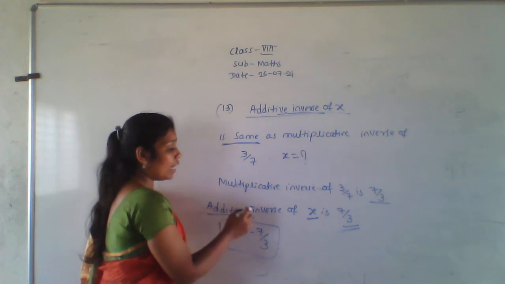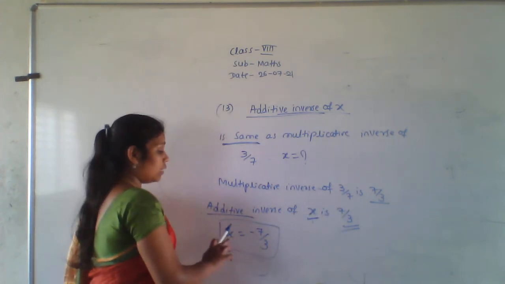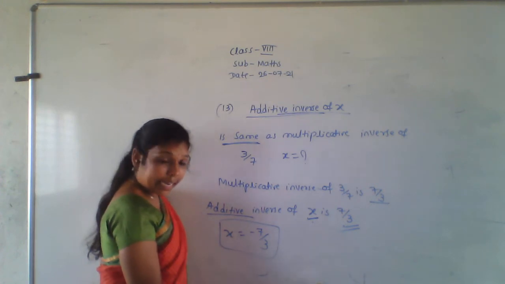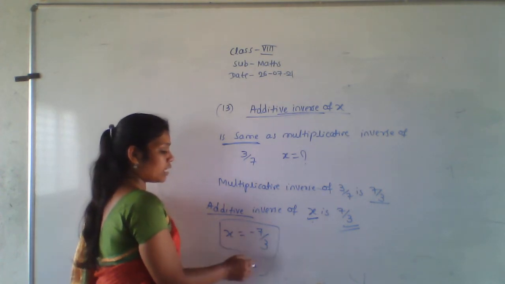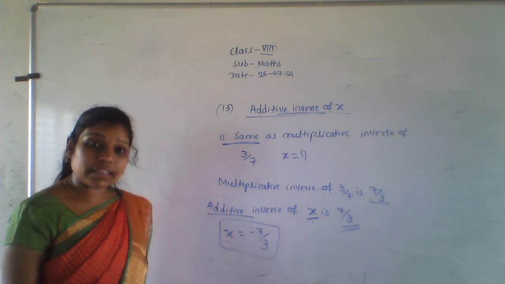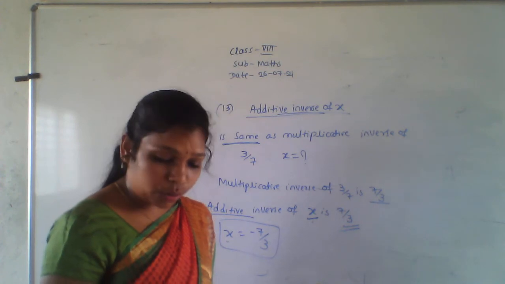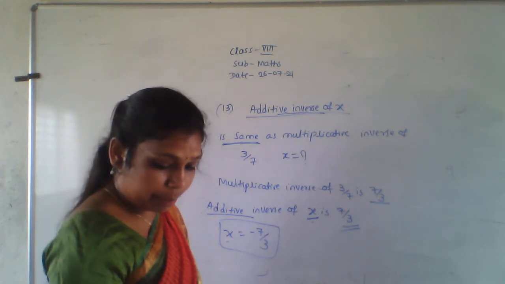We are getting the additive inverse of x as 7 by 3, which is a positive value. Then the x value must be negative only, so that is nothing but minus 7 by 3. The x is here minus 7 by 3, okay? So we finished the 13th main also. Now we will go with the 14th main.